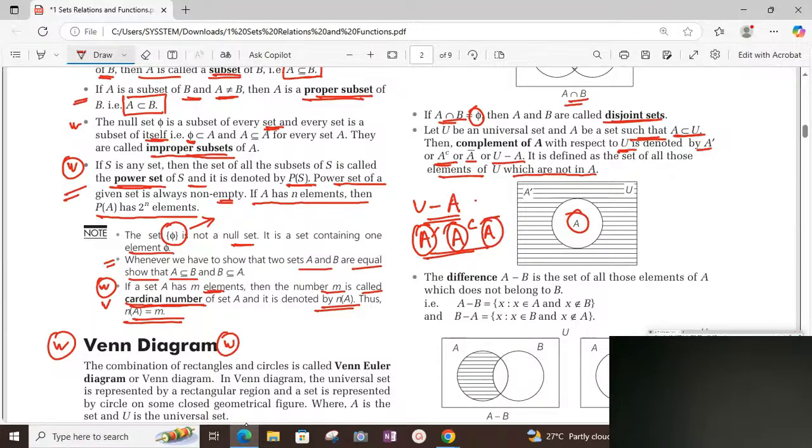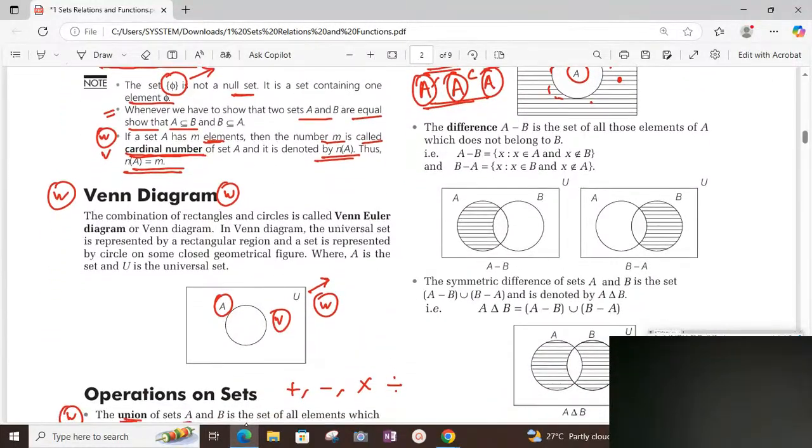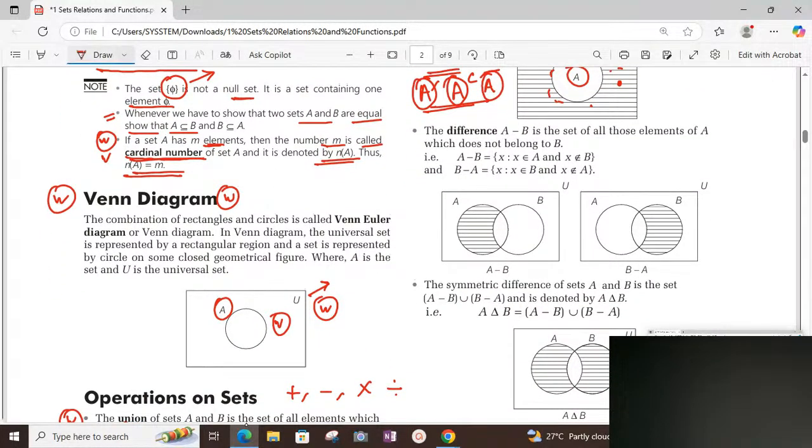So here is the complement of set A, and we shaded all the portion of the rectangle except the circle portion. Observe, there is no problem understanding up to this step. Let's see the difference of the sets A and B, which is the set of all those elements of A which do not belong to B. Let's see A minus B.